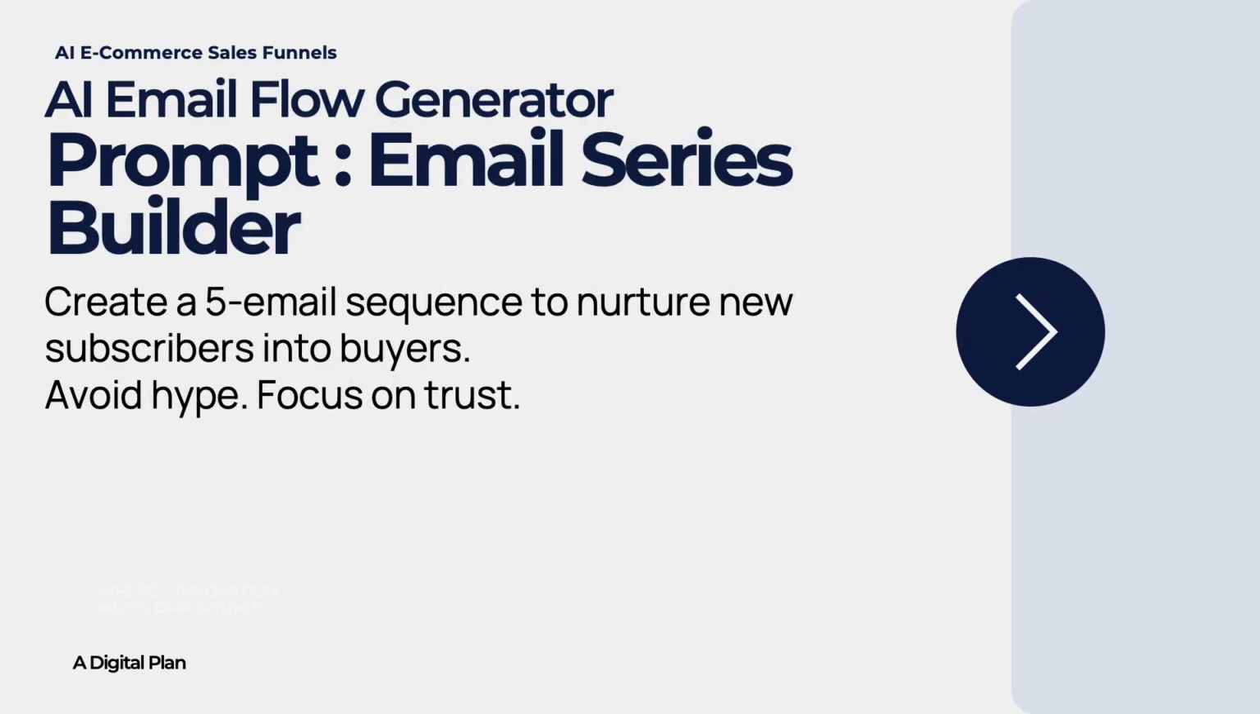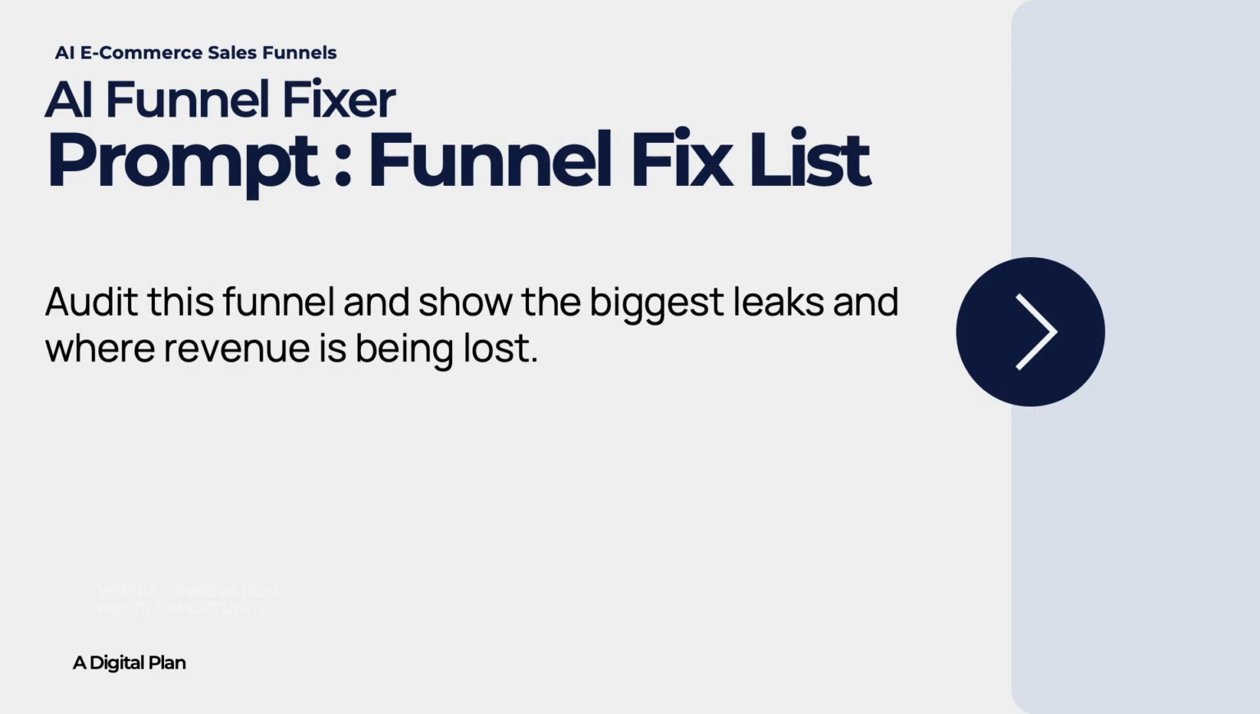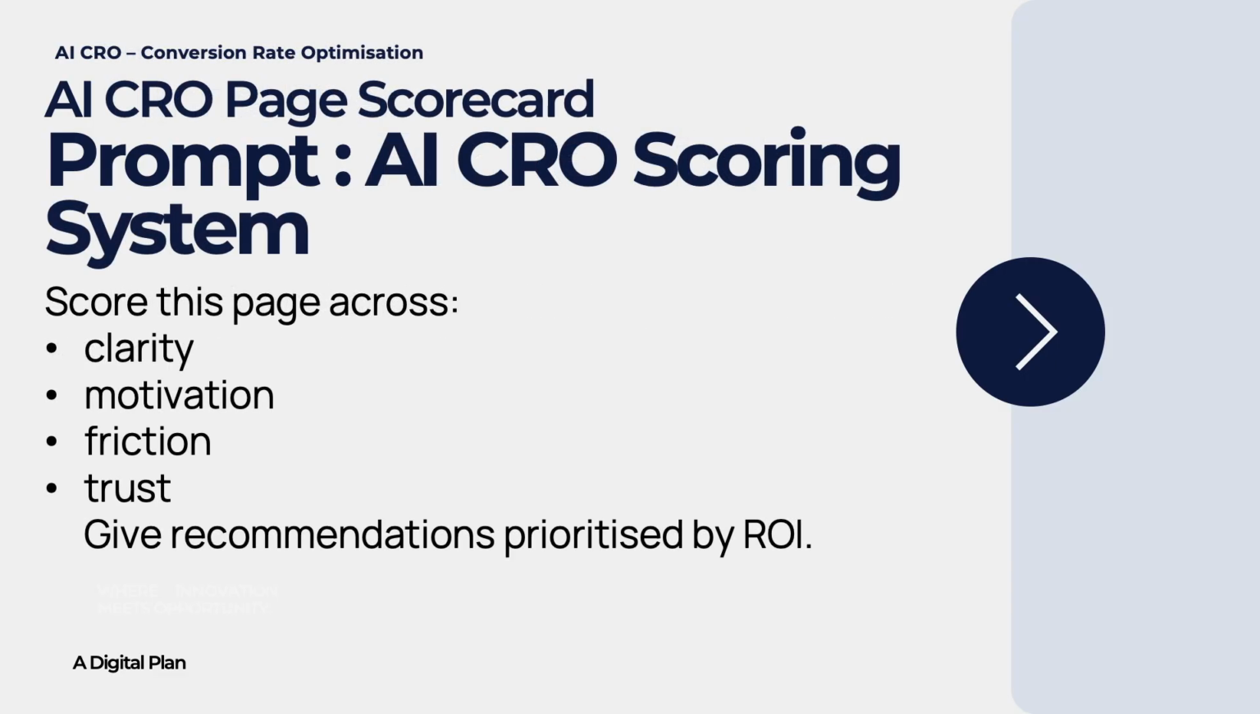Prompt: email series builder. Create a 5 email sequence to nurture new subscribers into buyers. Avoid hype, focus on trust. What that's going to do is build a 5-day email sequence. It'll put everything in there that you need to actually sell to the person, and it will turn the new subscribers from your lead magnets into buyers. Prompt: funnel fix list. Audit this funnel and show the biggest leaks and where revenue is being lost. So you then just put in the URL for your funnels, etc., and it will basically audit them for you.